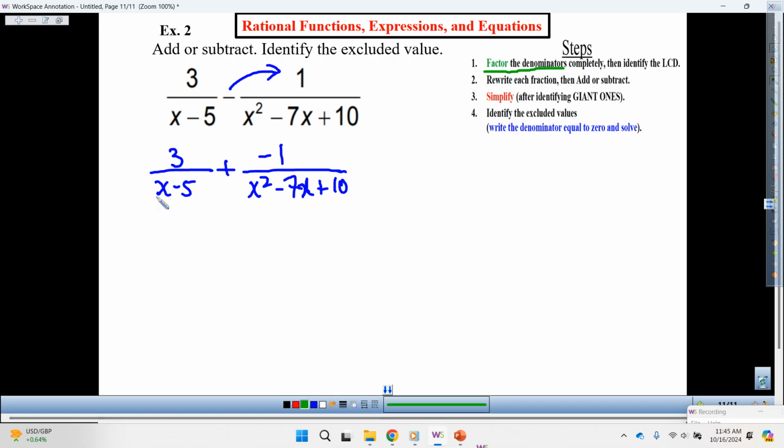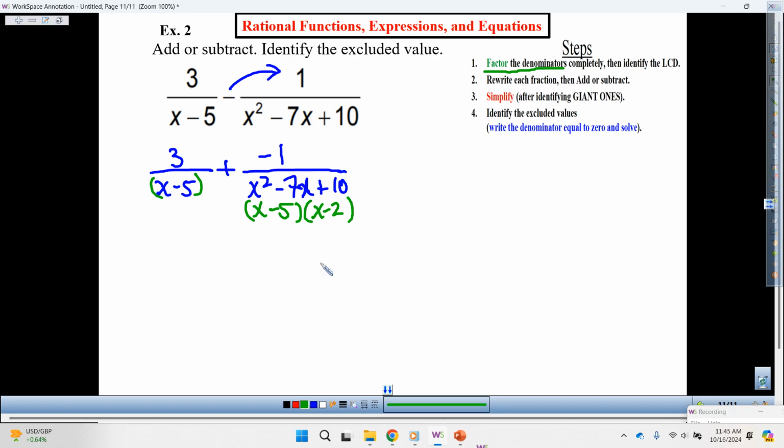Emily, can we factor this one anymore? No, so we just put a parenthesis around it. We need 2 factors for this one. What were your factors, Emily? 5 and 2, so x minus 5 and x minus 2. Because this has to be negative, and both of them multiply give us positive 10. All right? Hands, you got it right there?